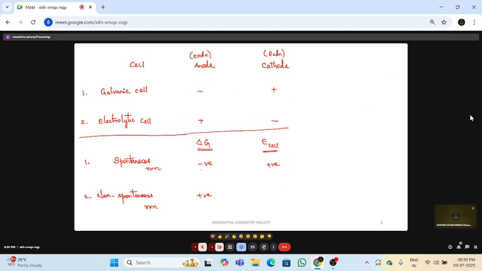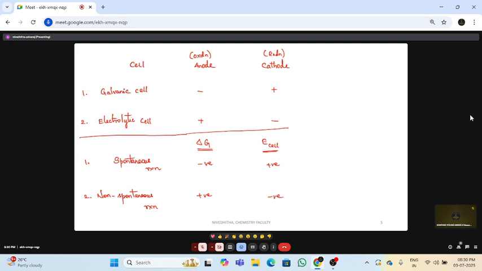If delta G is negative, then E cell will be positive. For a non-spontaneous reaction, delta G is positive. Then what will be the sign of E cell? Negative. So we may expect questions like this also. They'll give you any chemical reaction and may ask you to find whether the reaction is spontaneous or non-spontaneous. For that kind of question, you have to find the value of E cell or E naught cell, and from the sign of E naught cell, we can find whether the reaction is spontaneous or non-spontaneous.